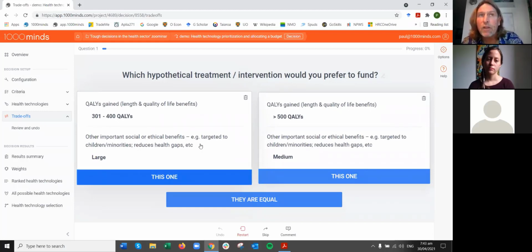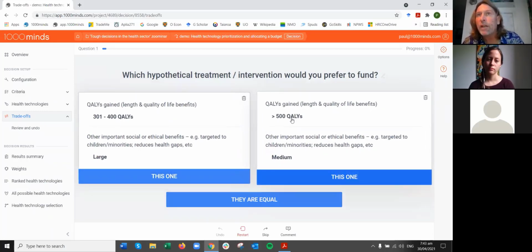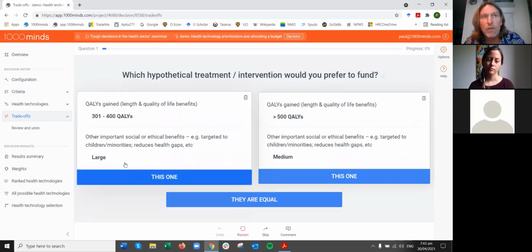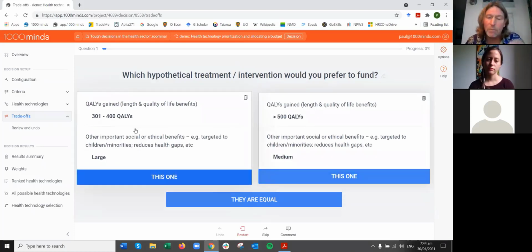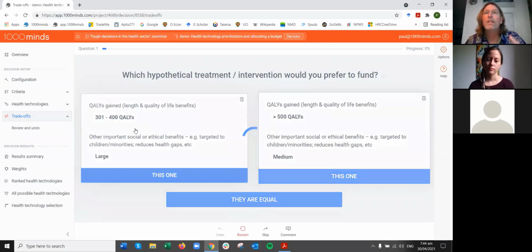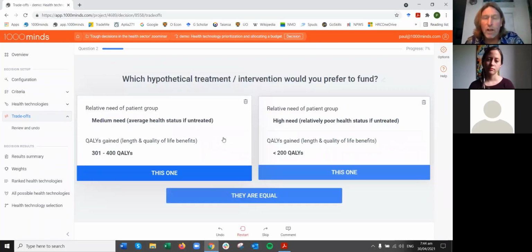So the trade-off here is the hypothetical treatment on the right will generate more health benefit, more quality adjusted life years. So you'd like that treatment, but the one on the left is stronger when it comes to thinking about those other social and ethical benefits, which I'm being very general about here, but of course you could be more specific. So it's a trade-off. Do I want to save lots of lives and improve people's lives, but maybe it's not looking after distributional concerns, or am I willing to sacrifice some of that to perhaps look after minority groups? And so a whole series of decisions like this, I chose the one on the left.